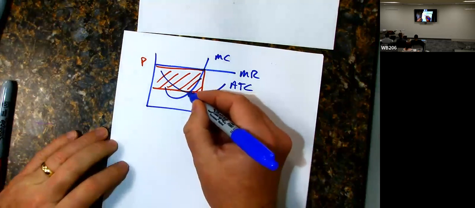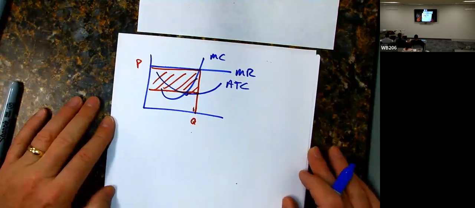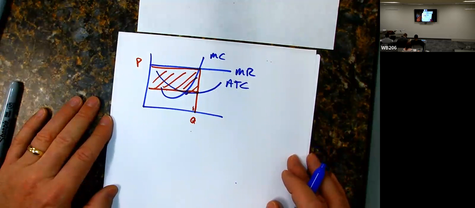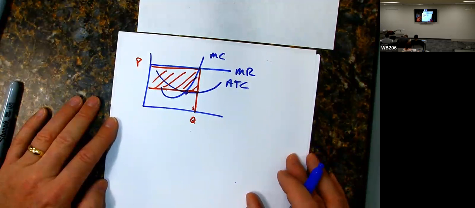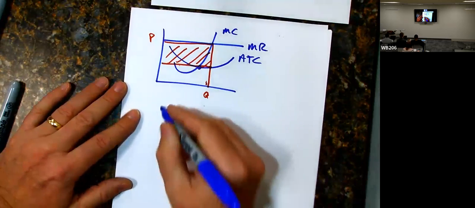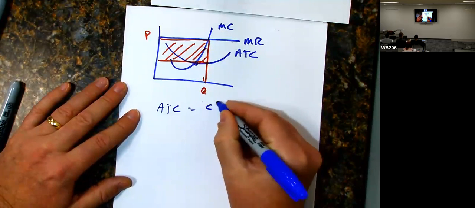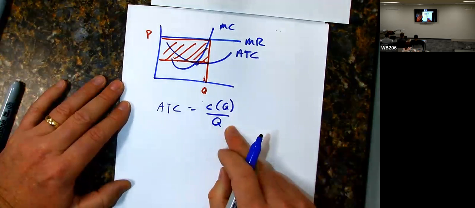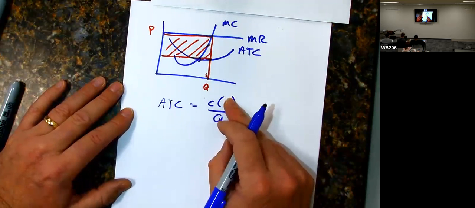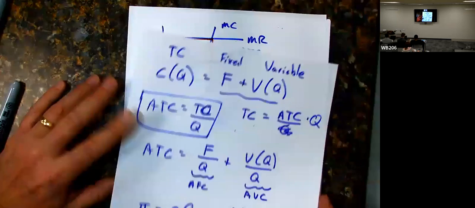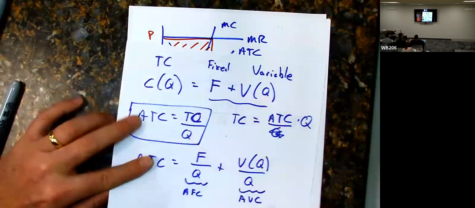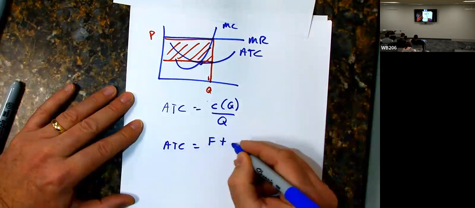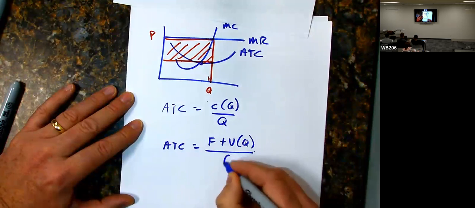We might want to know whether it's true that marginal cost intersects with average total cost at the bottom of the average total cost curve. We can do that by reminding ourselves, okay, average total cost is equal to total cost divided by quantity. But then, what's a good expression for total cost? It's this. I'll plug that in here. The average total cost is equal to the fixed costs plus the variable cost function divided by quantity.